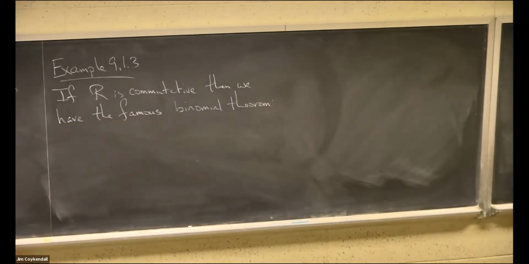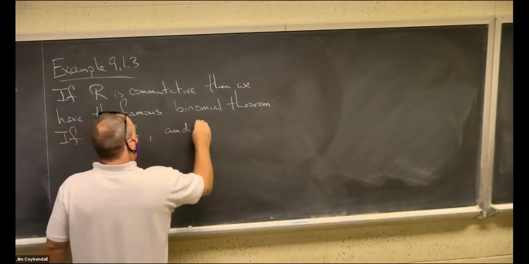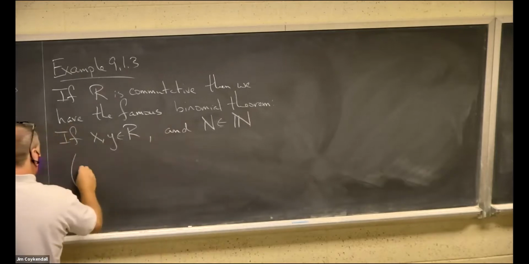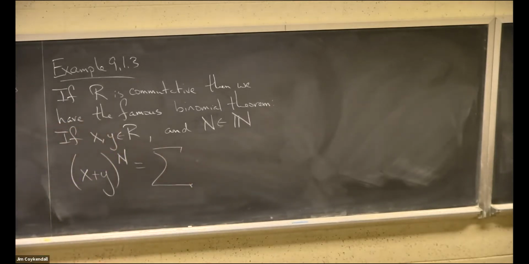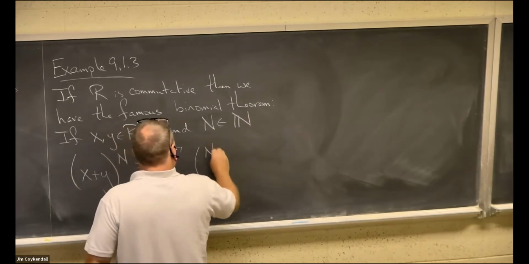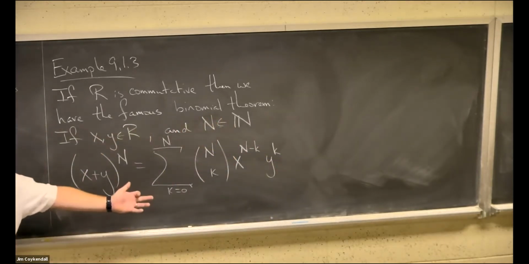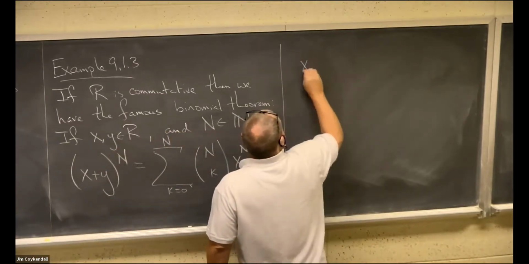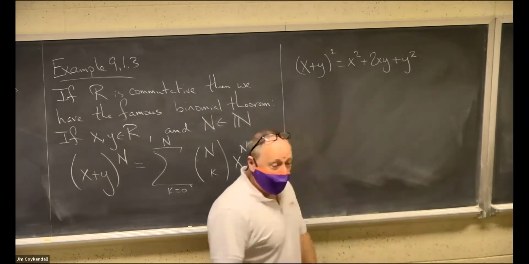And here's what it says. If x, y is in our commutative ring, and n is a natural number, have y'all seen this? The way you take this thing and expand it, right? It's some crazy formula. The sum for k equals 0 to n of n choose k, x to the n minus k, y to the k. Have you guys seen that at some point in the past? This is a generalization of, for example, something you've probably seen, right?